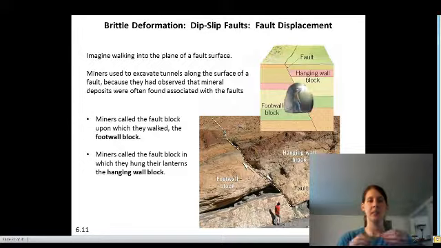So when they did that, if you look at the image here, as you dig a tunnel into the Earth's interior, no matter where you are along that fault line, you're always going to be walking on one half of the fault and hanging your lantern on another half, hence the name hanging wall.